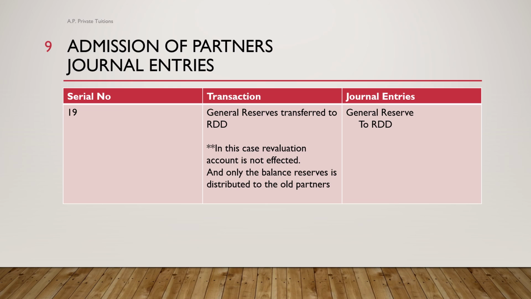Now how will I explain this? I'll take one example. There are reserves of 12,000 rupees. They are telling in the adjustment that 50% of the reserves is transferred to RDD. So I will say general reserve to RDD, 12,000 into 50%, that is 6,000. So my entry will be general reserve to RDD 6,000. And then when I distribute the reserves to the old partners, I am not going to give them 12,000. I am going to give them the remaining 6,000. From where did I get the remaining 6,000? 12,000 was there, 50% was transferred to RDD. So the remaining 50% I am going to give to the old partners.